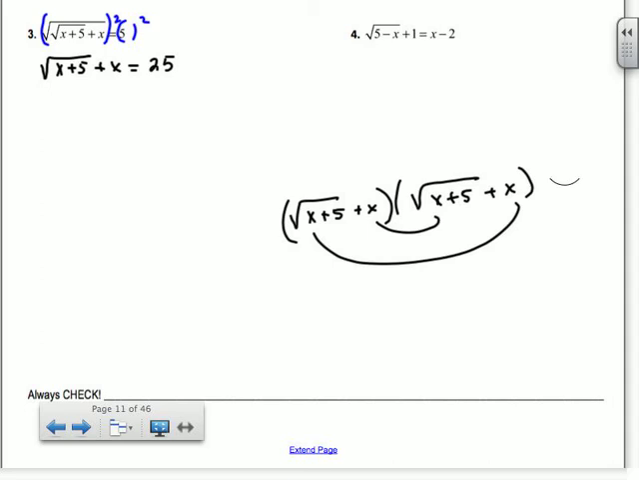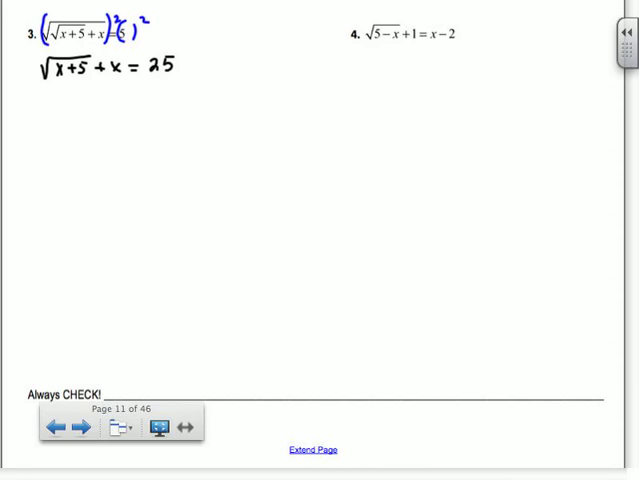Okay, so we have to subtract the x over. So 25 minus x, and then square root of x plus 5. Okay, now you can square. So now square both sides. So when you do that, you get x plus 5 equals, we're going to write it as 25 minus x times 25 minus x, because we know we have to FOIL. We know we can't just bring the square in.